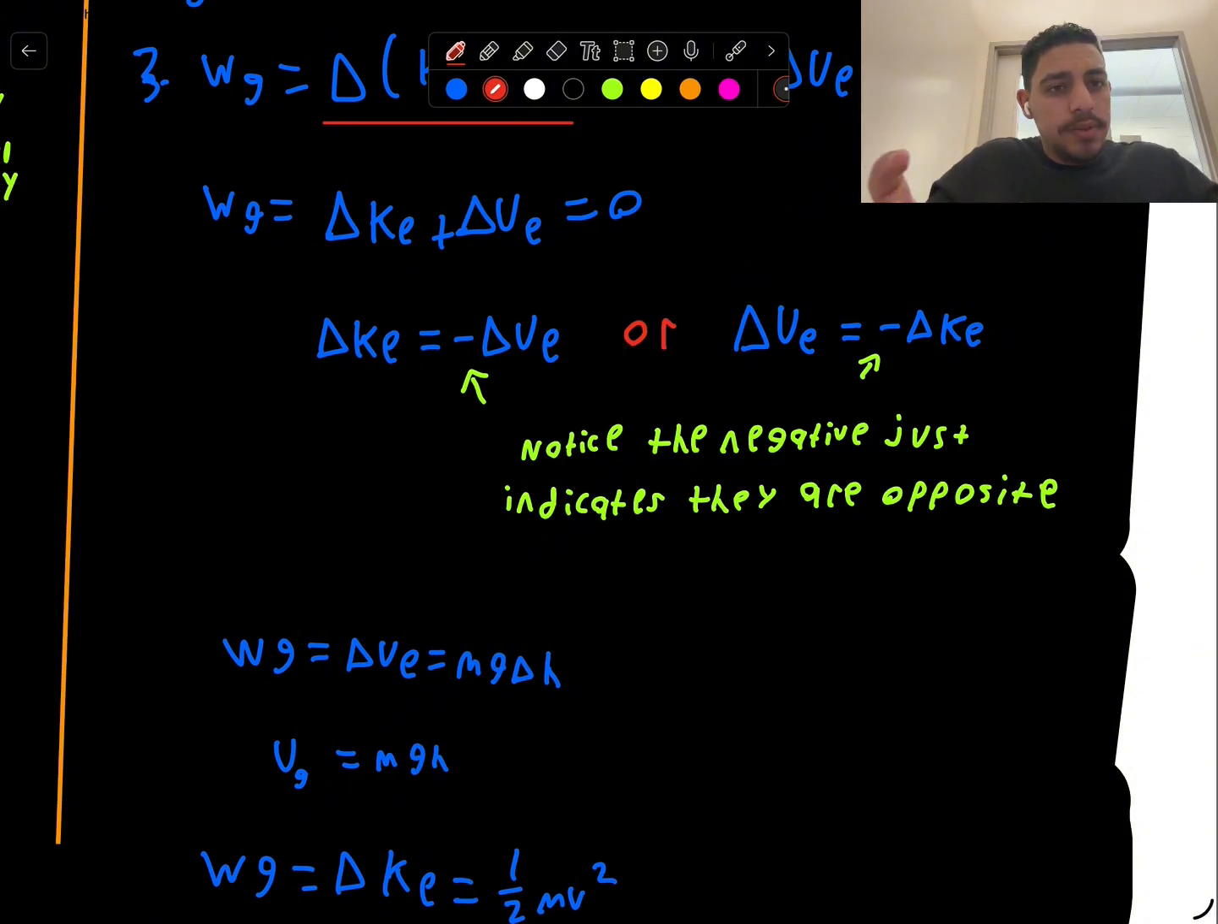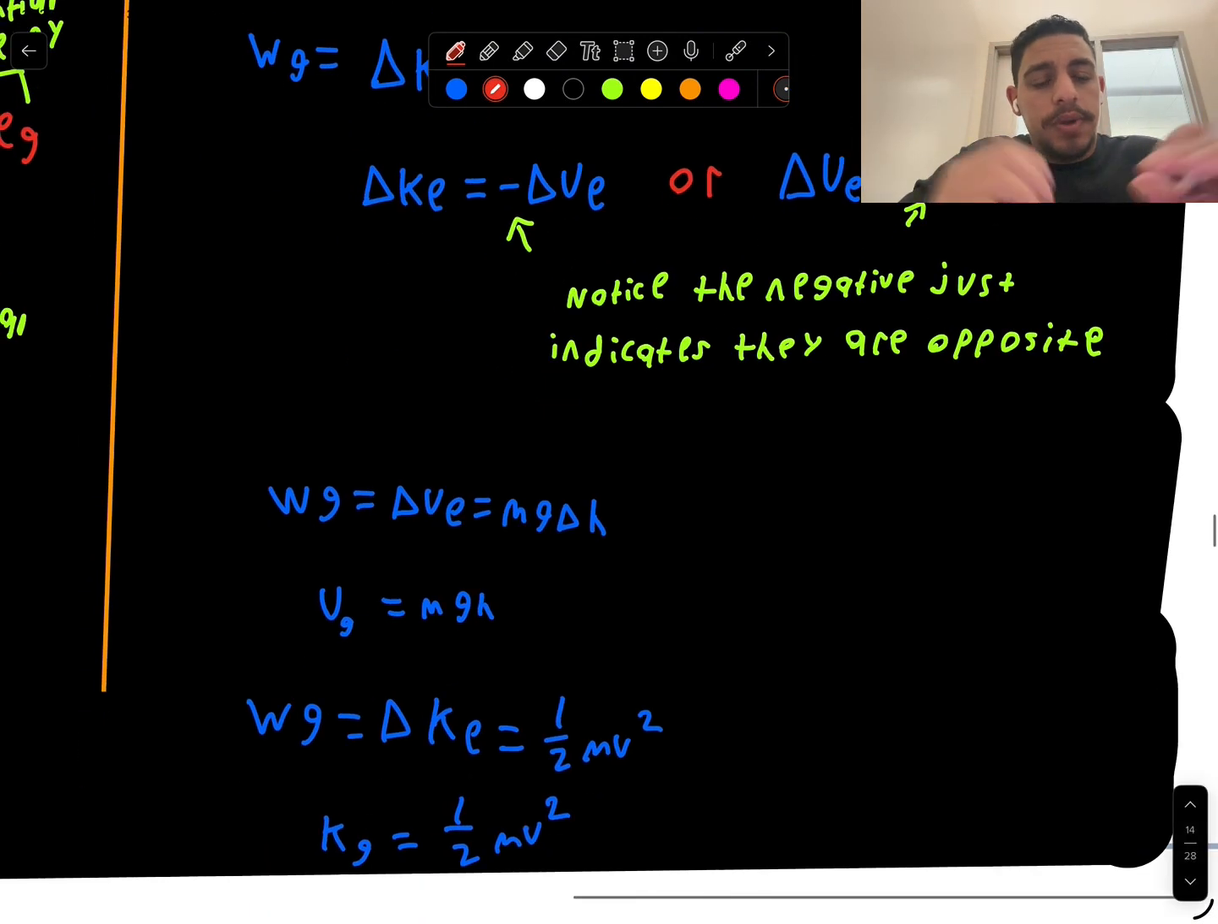Remember, when you see this relationship, the negative sign doesn't mean it's negative or positive. It just means they're always opposite to each other, right? If you have a lot of kinetic energy, you have very little potential energy, and vice versa. It just means they're opposite.